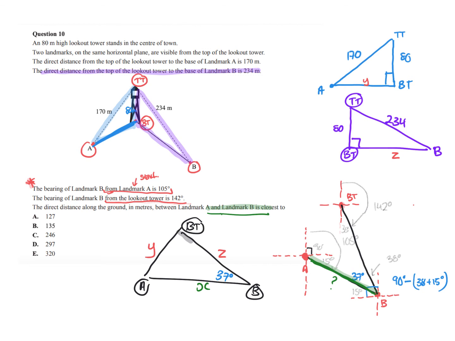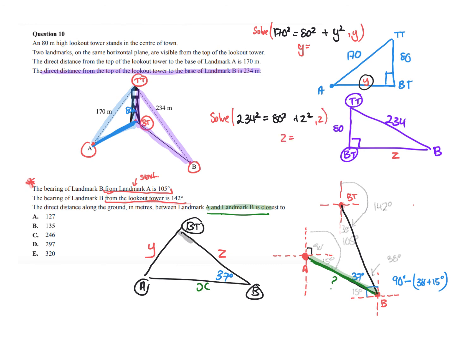So up here, this is a right angle triangle. I can use Pythag to find this Y, okay? So I'm going to say 170 squared equals 80 squared plus Y squared. And you can always use your solve, comma Y, and we'll find out what Y equals there. And we can do it here for the Z too. 234 squared equals 80 squared plus Z squared. And we'll do solve, comma Z, and we'll find out what Z equals.